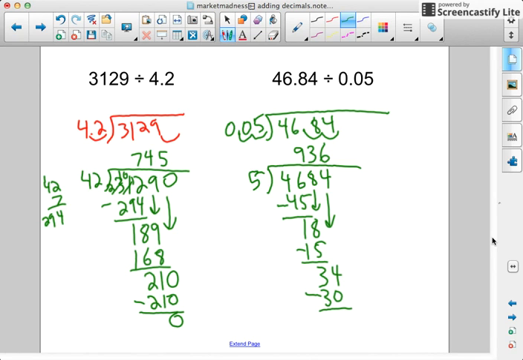Subtract, I get 4. I can add a 0, bring down. I get 40 down there. 5 goes into 40 8 times. 8 times 5 is 40. Subtract, I get 0. So that's good. Now I made sure I added a 0 here, so I have to put a decimal in. It goes straight up. So that would be my solution. This solution is the same as if I were to do 46.84 divided by 0.05 because I've created everything equivalent. Everything's the same. I've just changed the decimal places.